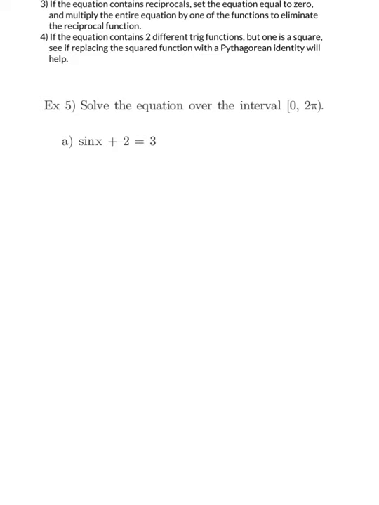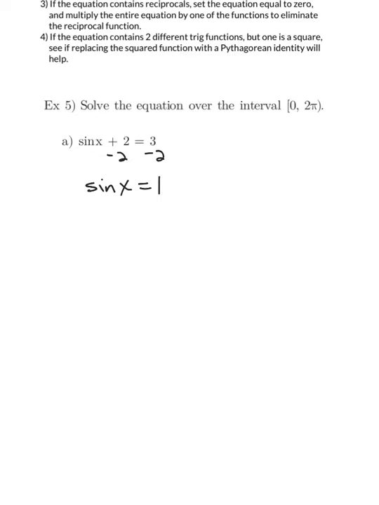Our first example is a very, very basic equation to solve, and we have the sine of x plus 2 equals 3. The only thing that has the variable in it is the sine function. So what we are going to do is get that sine function by itself. So just like any other algebraic equation, we are going to subtract 2 from both sides, and we now get the sine of x equals 1.